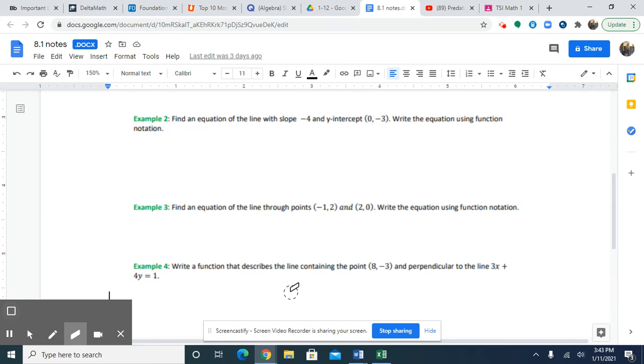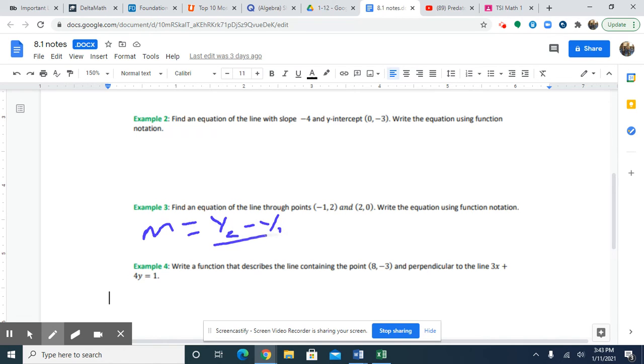Now, what if we had 2 points like we did in this example right here? So we could find the slope, and we could do that by using the formula y2 minus y1 over x2 minus x1. So looking at the points, I'm just going to label them and say, okay, this is x1, so there's going to be y1, and then this is x2, so we're going to have y2.